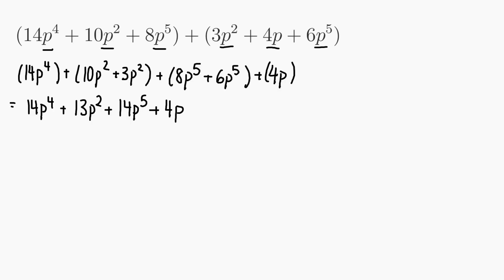When we write our final answer, we normally write it with the highest exponent first, going down. So this is correct, but the actual answer you would want to write would be 14p to the fifth, because that has the highest degree, and then plus 14p to the fourth, plus 13p squared, plus 4p. That way the exponents go down, like 5, 4, 2, and then 1.